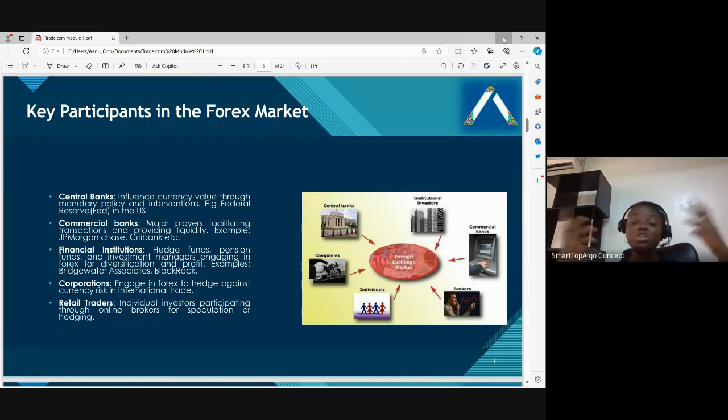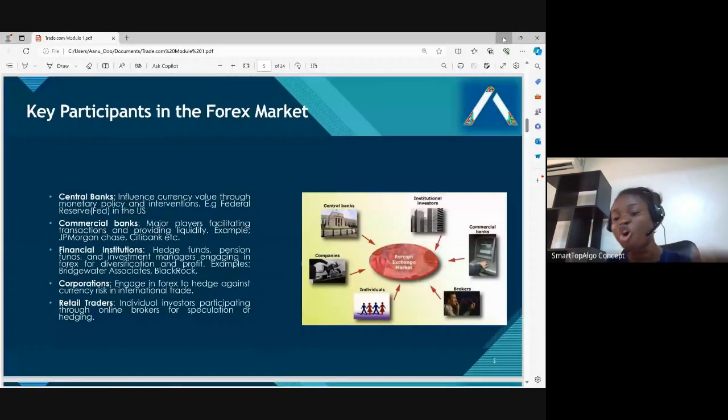And it's not all banks that provide liquidities. We are talking about the big banks, the likes of JP Morgan, the likes of Citibank, not Nigerian banks now. So when we talk about commercial banks, please don't think it is GT Bank or Eco Bank or Wema Bank. No, we are talking about the big banks.